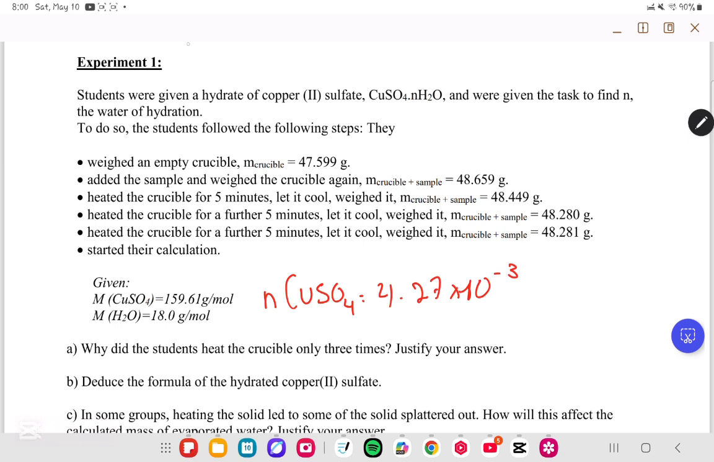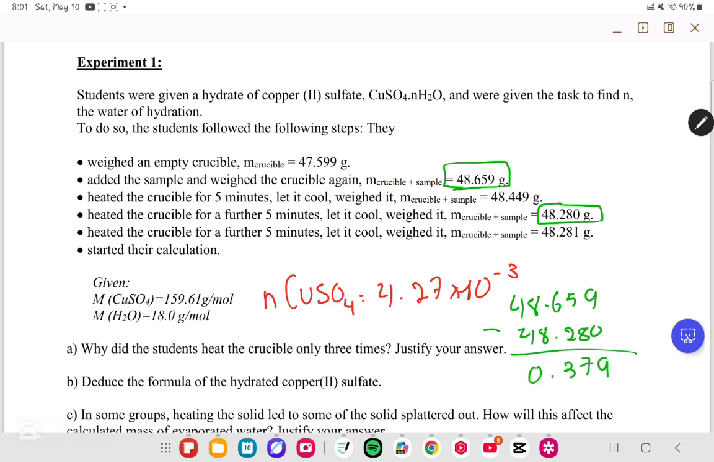Now the mass of water. In order to get the mass of water, we're going to take the biggest mass of the crucible plus sample, which is 48.659, and subtract from it the smallest mass, which is 48.280. So 48.659 minus 48.280, put it on your calculator, you'll get an answer of 0.379 grams.